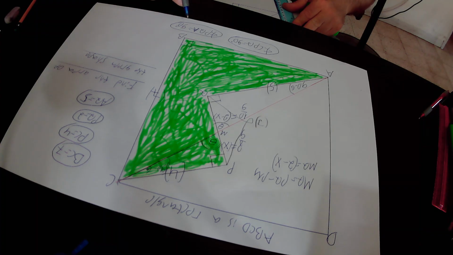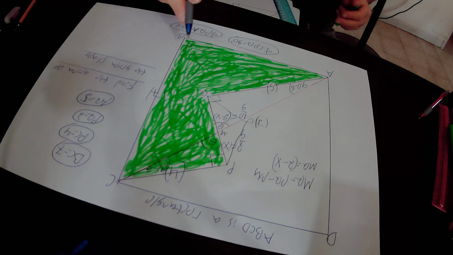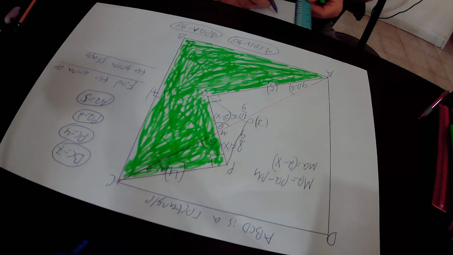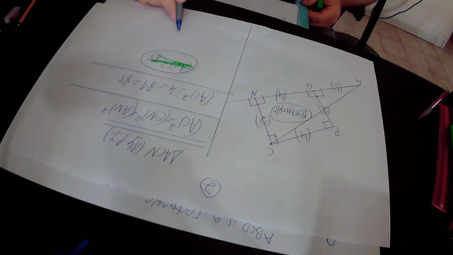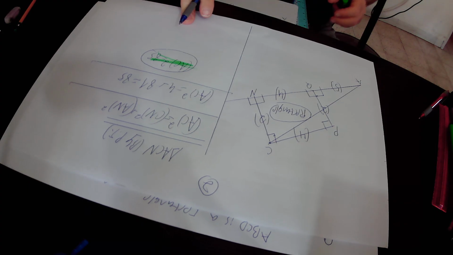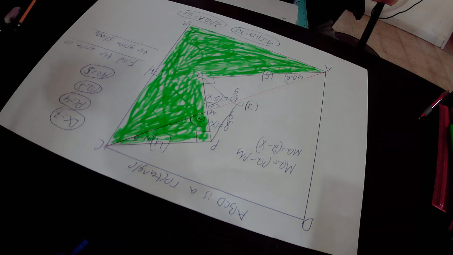Side CB of rectangle ABCD equals 7, therefore side CB of the triangle ABC equals 7 units in its length. We just found out that AC squared equals 85. That is to say, the square of the hypotenuse AC squared in the triangle ABC is 85.